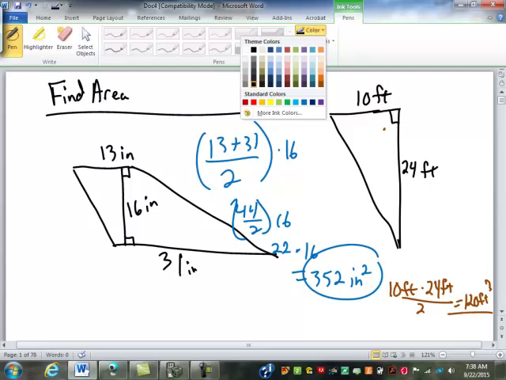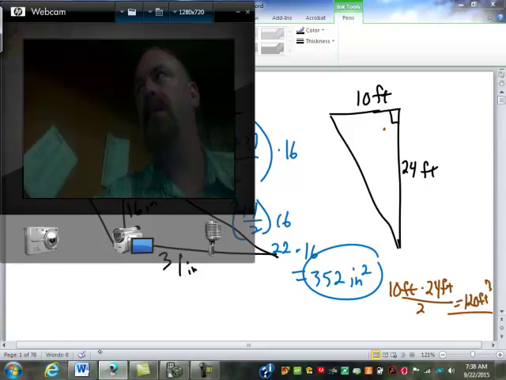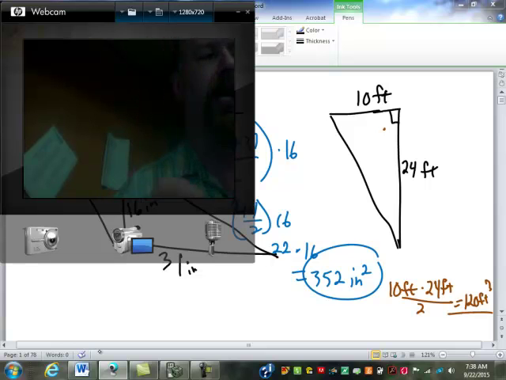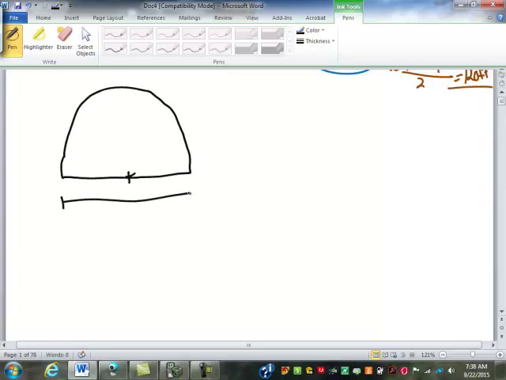What happens if it's not just a simple shape like what we've seen here? What if it's something just a little bit more complex? We've looked at, so far, simple rectangles, simple triangles, trapezoids, as we saw here, and circles. Well, what happens if it's not any of those? Like this. Let's say that is 30 inches, and I want to find the area of it.